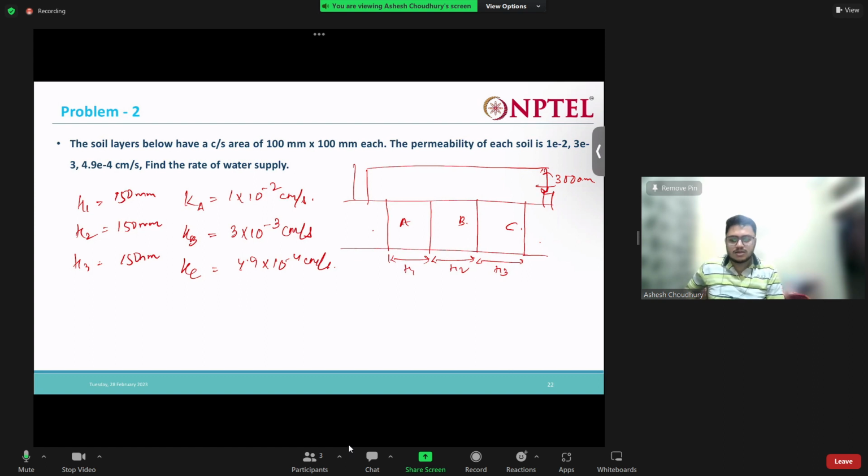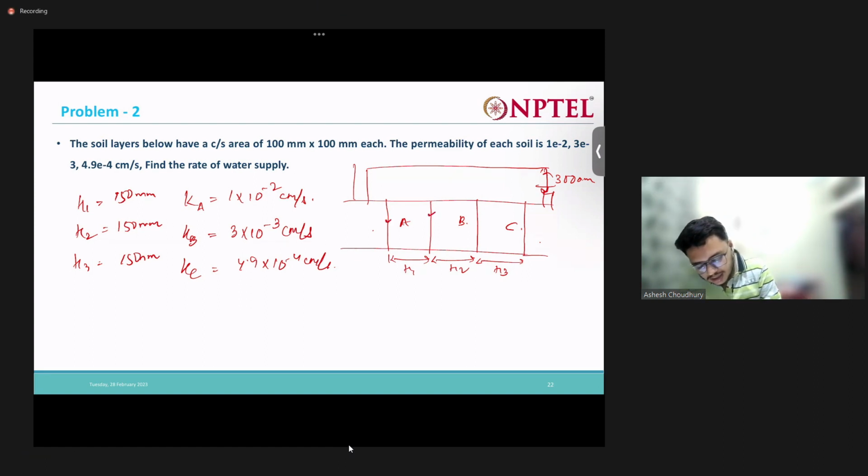Because the head loss from here to here will be different. The head loss from here to here will be different. My total head loss is given as 300, but it's not that HA is equal to HB is equal to HC. My head loss will be different in each layer.